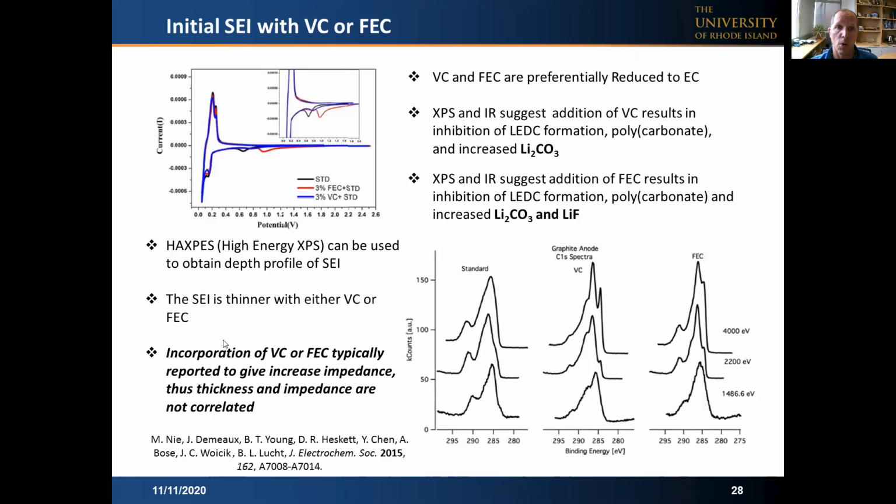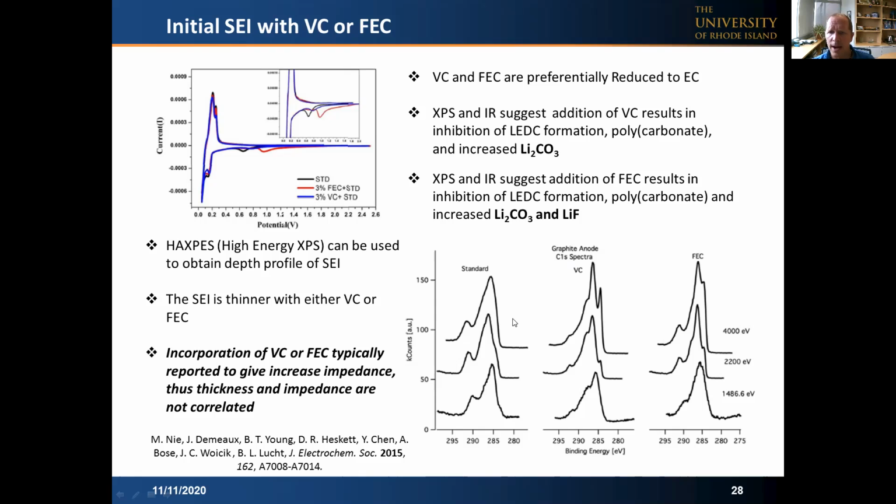And first off, it's important to note that if you look at electrolytes which contain FEC or VC, and we start to charge the samples and then discharge the samples, what you can see is that both of these two species are reduced prior to when the reduction of EC occurs, which then generates the SEI. So with this in mind, we went back and we characterized the surface films for the graphite anode for the standard electrolyte formulation compared to electrolytes with VC and FEC.